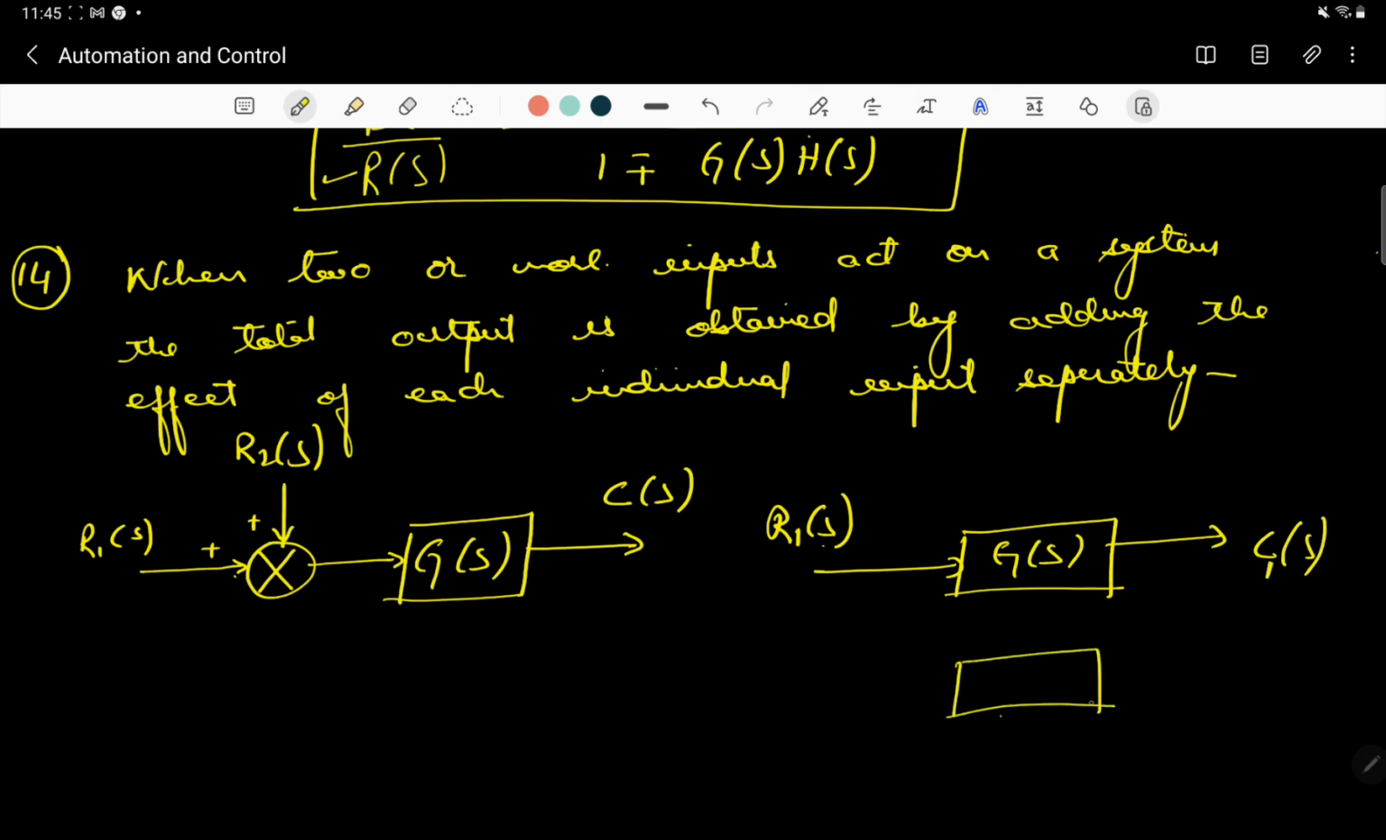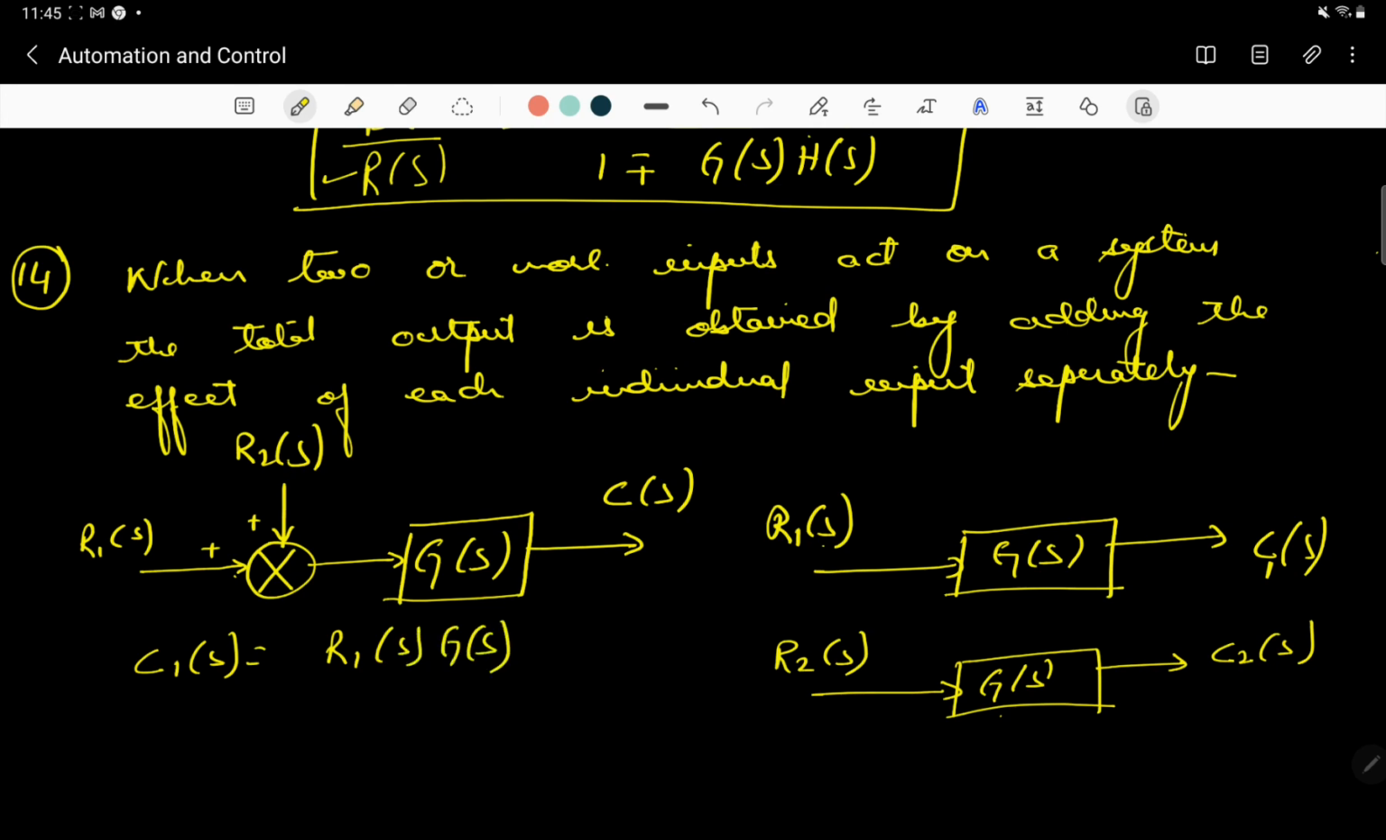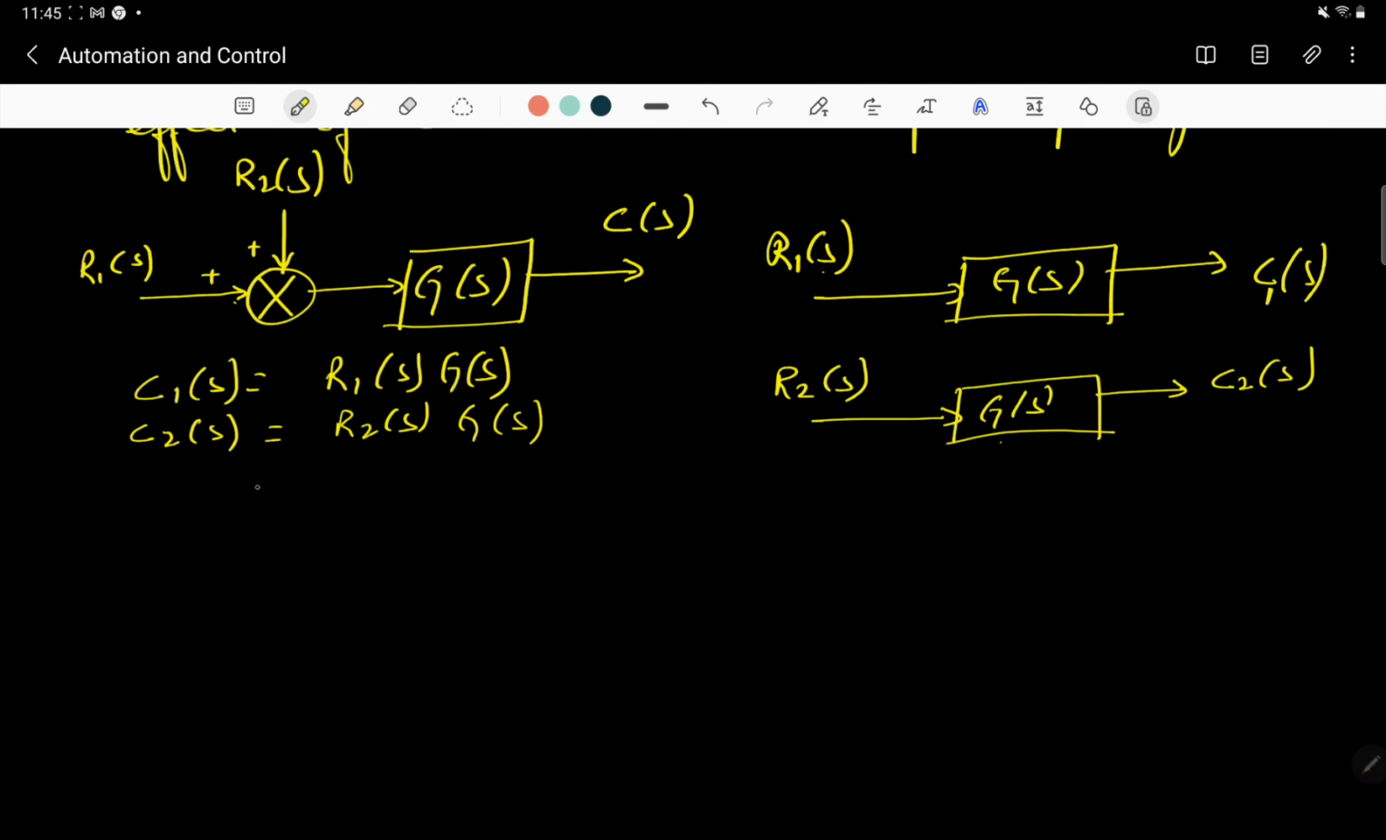If we are considering R2(s), the second input, we get C2(s). You can see it very easily. In the first case, the input-output relationship can be represented by C1(s) equals R1(s) G(s). In a similar manner, C2(s) equals R2(s) G(s). The total output C(s) will be C1(s) plus C2(s).